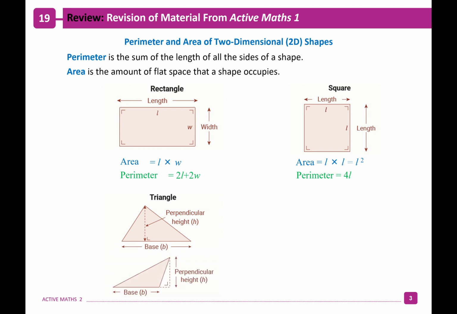To find the area of a triangle, the area of a triangle is a half times the base times the perpendicular height, which is written as a half times b times h.